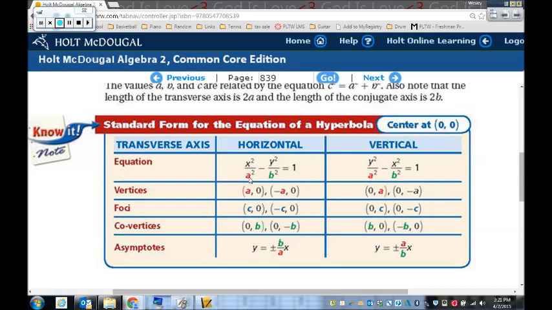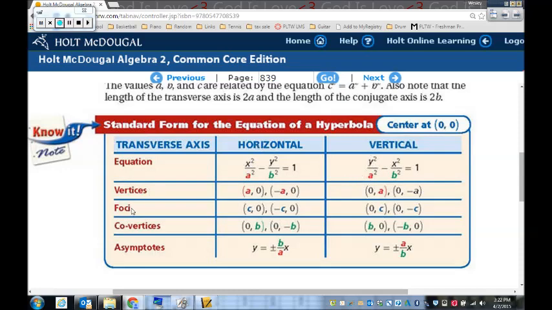So my A is always going to be the denominator of the first term, B is going to be the denominator of the second term, and I can determine whether it's vertical or horizontal by which variable comes first. If the X comes first, it's horizontal. If the Y comes first, it's vertical.